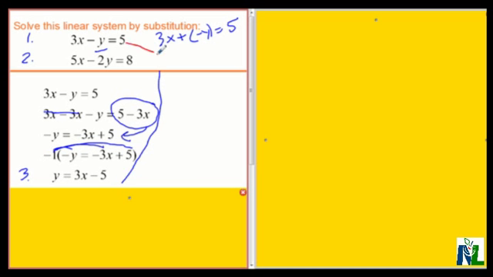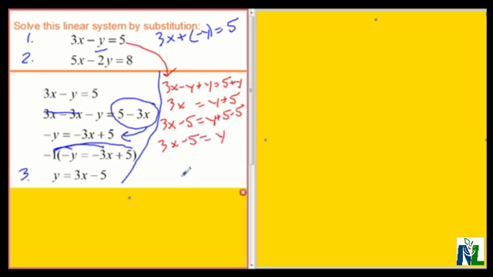Now, I could have also done this with equation 1. I could have added y to both sides. That would have given me 3x on the left and y plus 5 on the right. Then I could have subtracted 5 from both sides. That would have given me 3x minus 5 on the left and y on the right. And then I could have rearranged that as y equals 3x minus 5. Either way, y equals 3x minus 5.